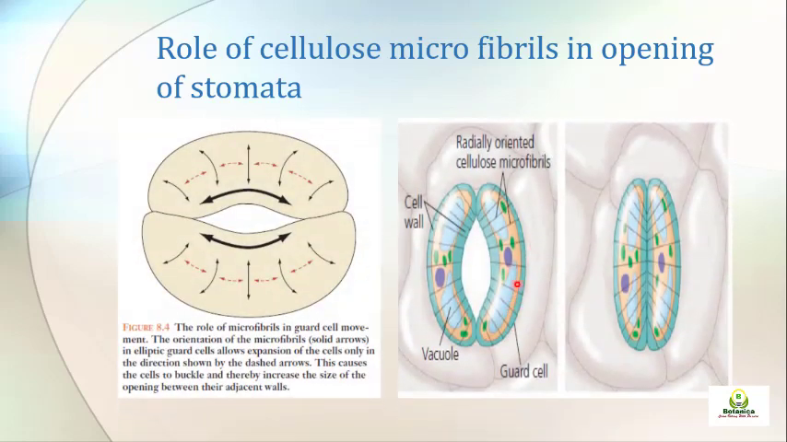So as you can see, here is the radial arrangement of these radially oriented cellulose microfibrils. These guard cells are joined very firmly, very tightly at their tips, at the top and at the bottom as well. So as their tips are joined tightly, when they get water, when they are turgid, because of the radial arrangement of these cellulose microfibrils, they bow outward.